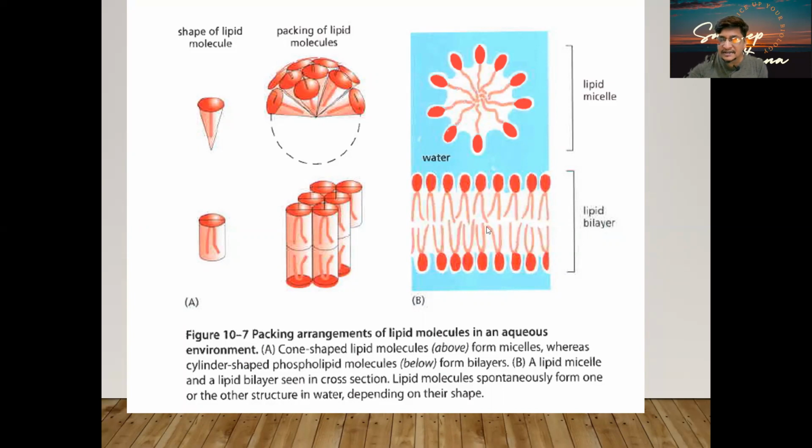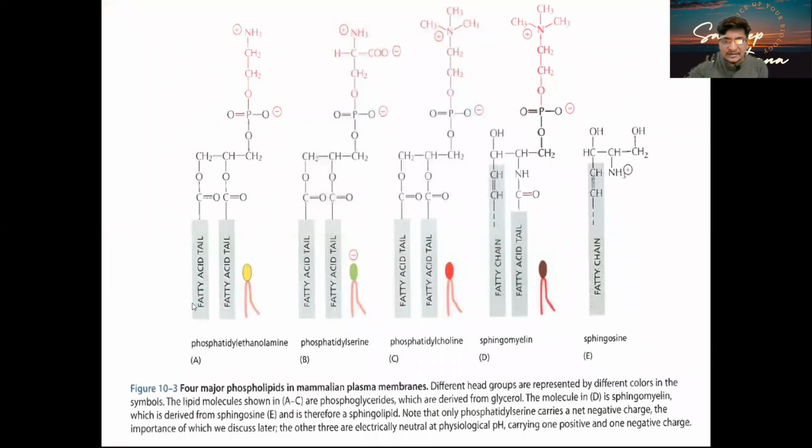Suppose it is arranged the other way around, then the head is going to hate the tail, because the head is polar and the tail is non-polar. A little while later we'll discuss why it is so. So this is the arrangement which is preferred because of the thermodynamic feasibility. Now you see some structures.